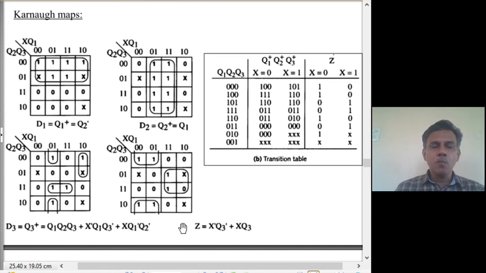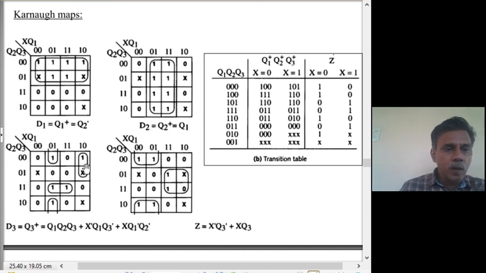And coming to the output Z, you would see that this square corresponds to x and Q3. X Q3 is one term. Here you can see that x bar is there as well as Q3 bar. X bar Q3 is there. And finally, this is also the Q3 plus result.